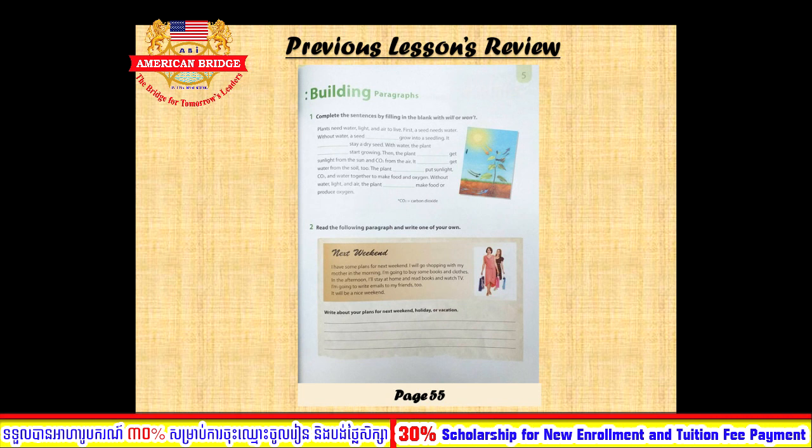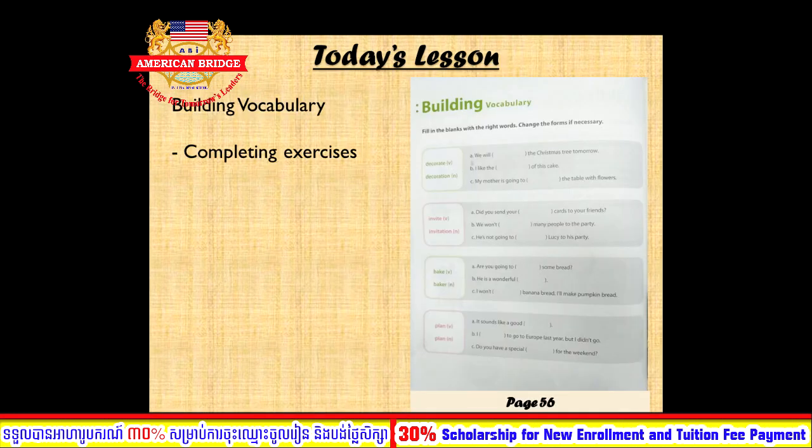That's right, so far we've done building paragraphs on page 55. You were asked to complete sentences by filling in the blanks with or, will or won't, and also you were asked to write about what you're going to plan to do for your next weekend, or vacation or holiday. I hope you've done that already. Okay? Good. So for today's class, we're going to look at building vocabulary and completing the exercise on page 56.